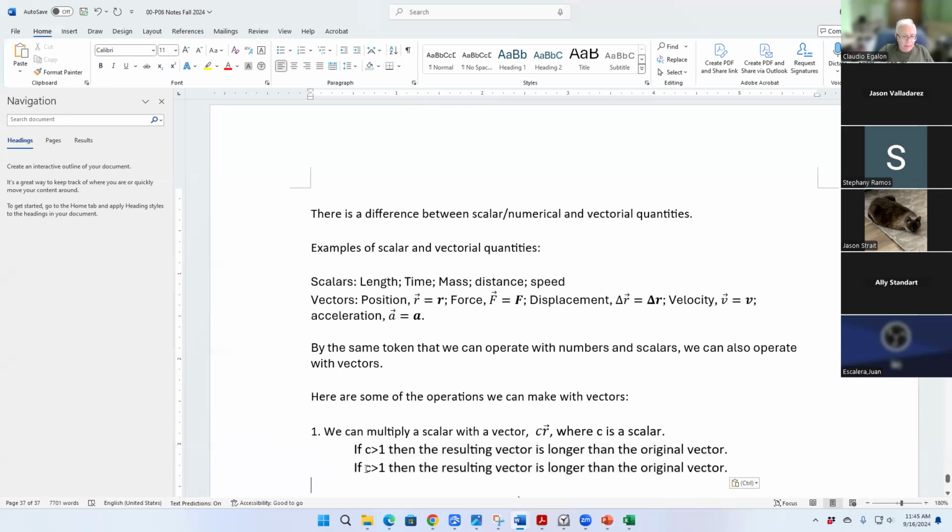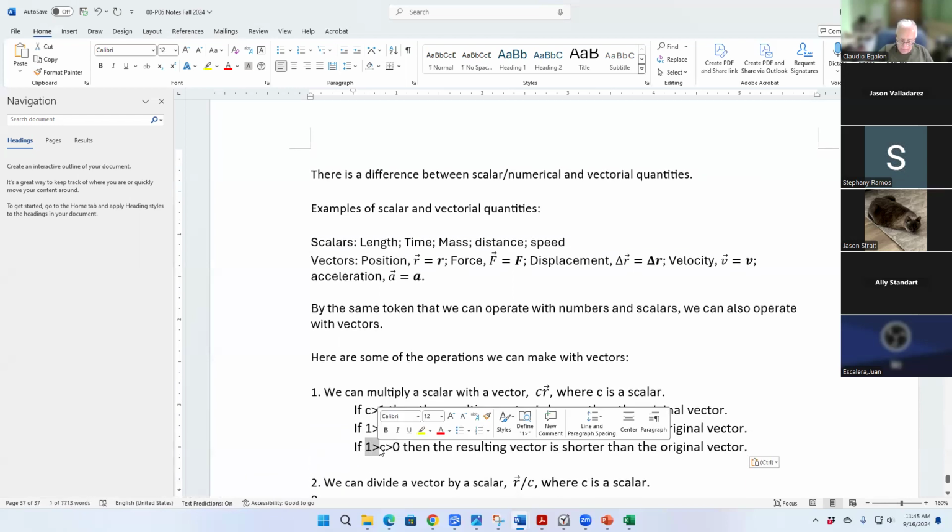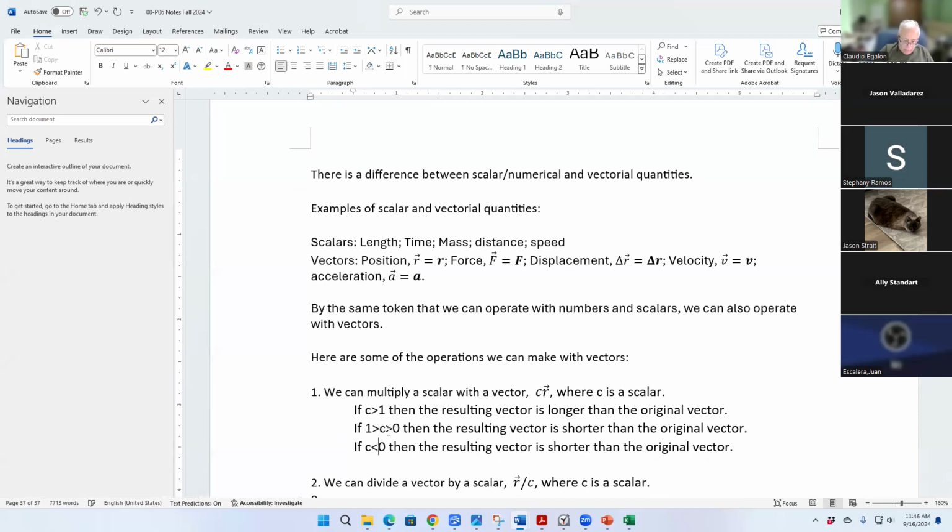If C is less than 1 and greater than 0, right? Then the resulting vector is shorter than the original vector. Let's do that. If C is less than 0, then the resulting vector changes direction, right? It will point in the opposite direction, right?